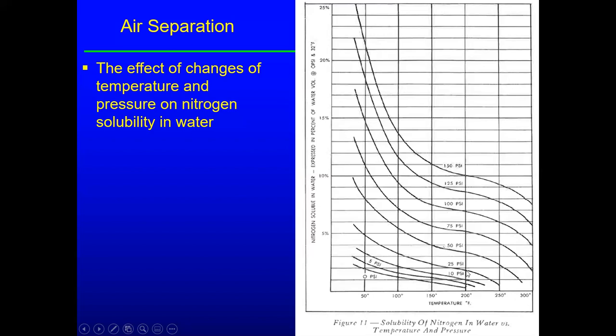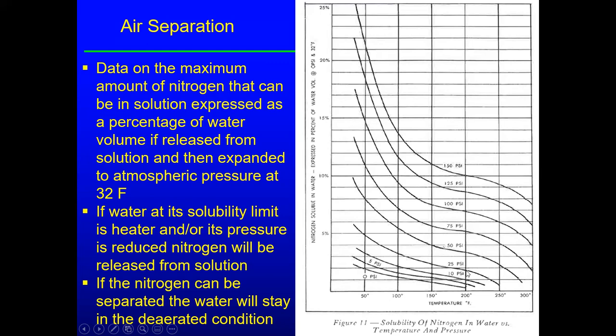Okay. Data on the maximum amount of nitrogen that can be in solution, expressed as a percent of water volume if released from solution and then expanded to atmospheric pressure at 32 degrees. That just is the y-axis. If water at its solubility limit is heated and/or its pressure is reduced, nitrogen will be released from solution. If the nitrogen can be separated, the water will stay in the deaerated condition.